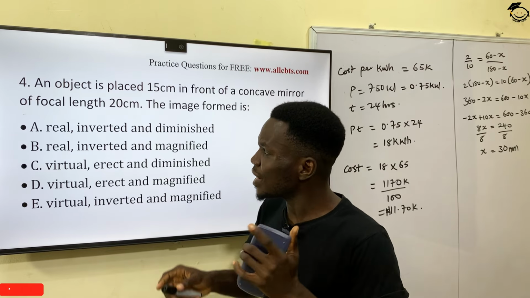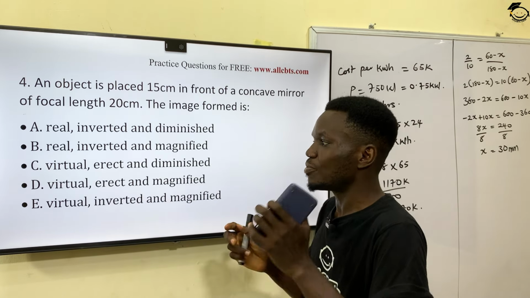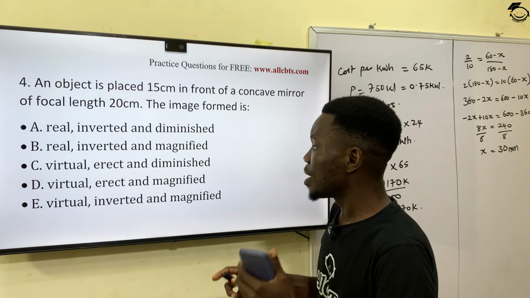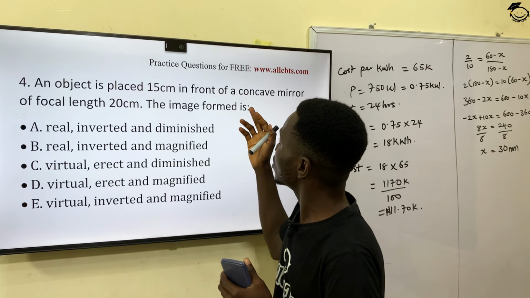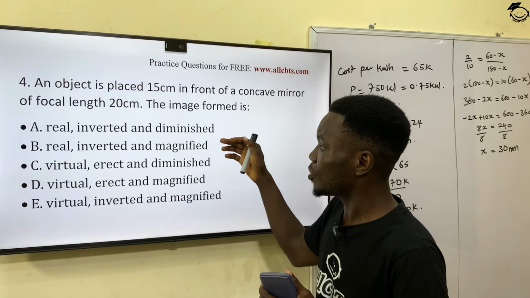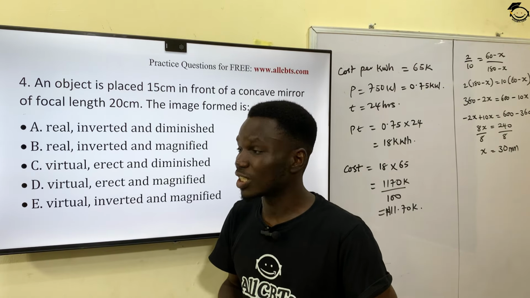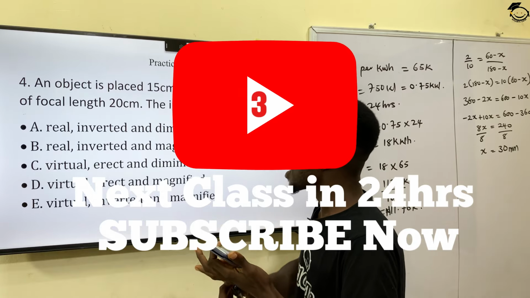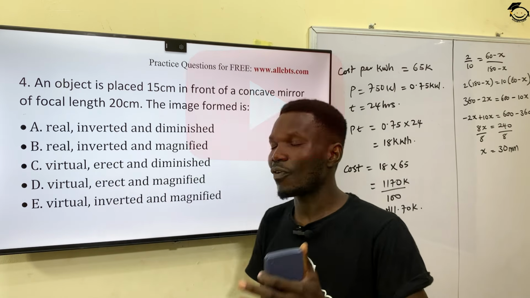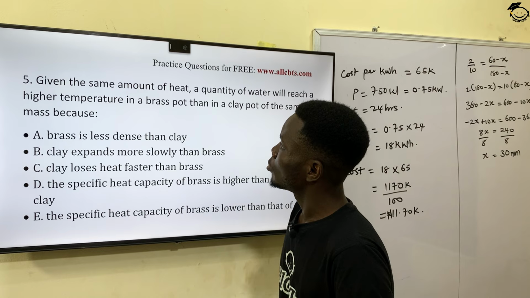First, the object is within the focal length. So the image is going to be erect and is going to be magnified. And then, because we're talking about the fact that it is a concave mirror, this image is going to also be a virtual image. It is not a real image. So we have a virtual, erect, and magnified image. So the correct answer to this question is option D. So that takes us to the next question, which is question number 5.